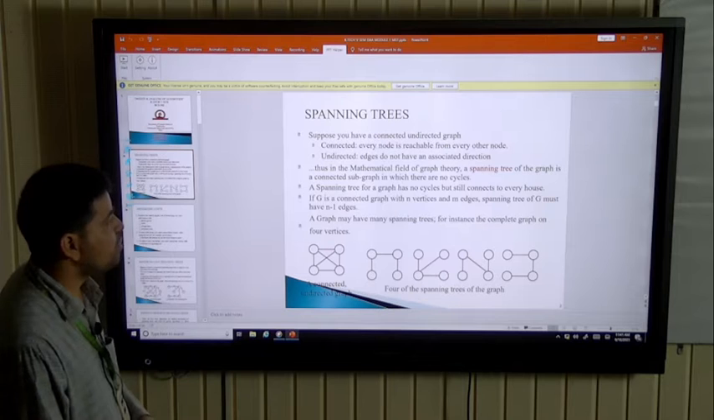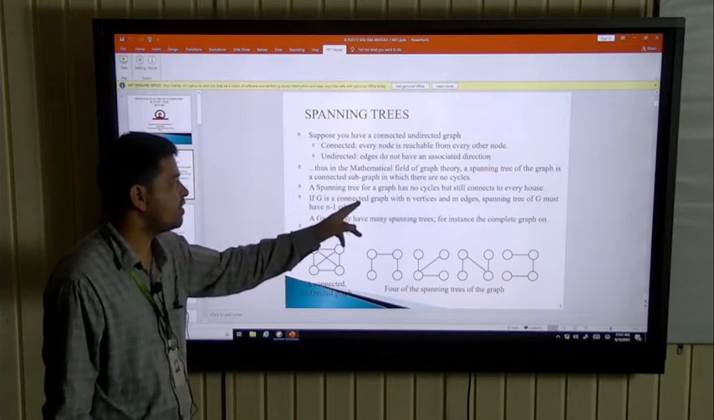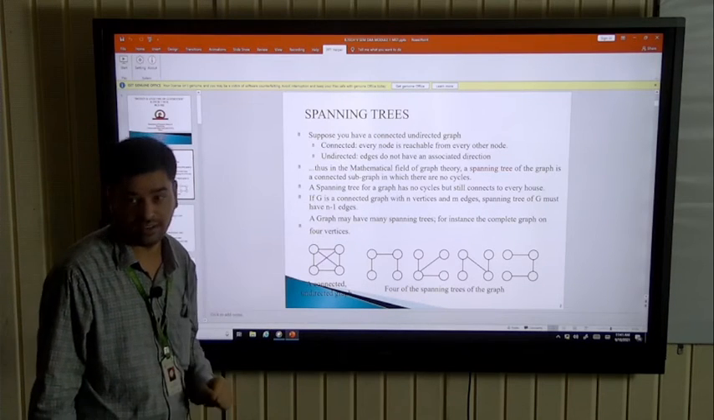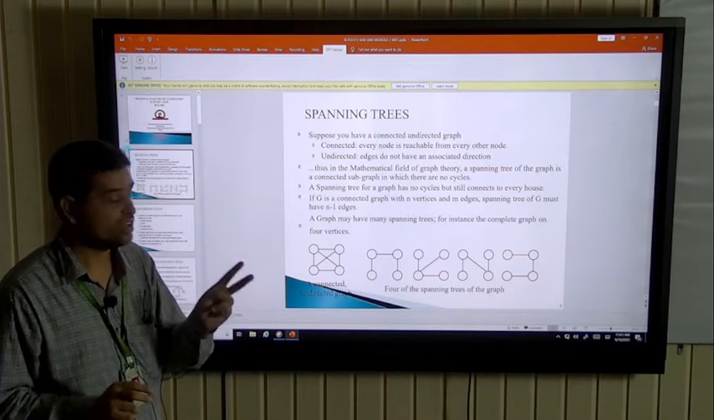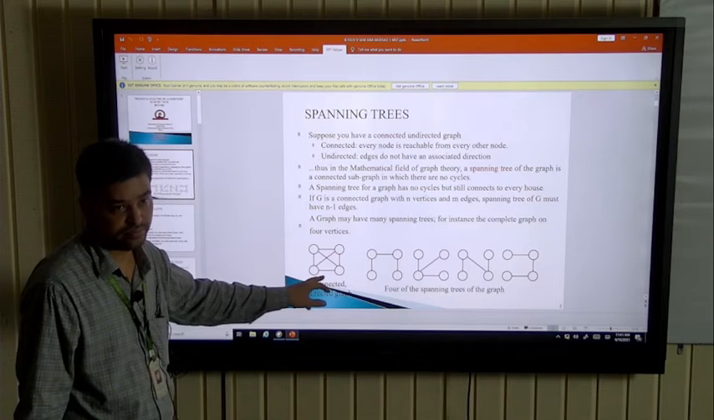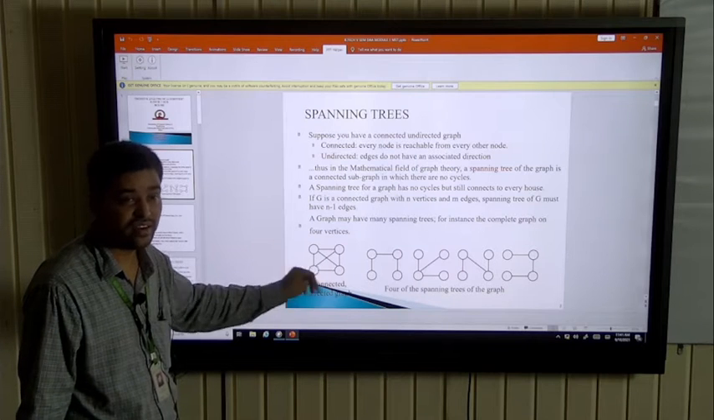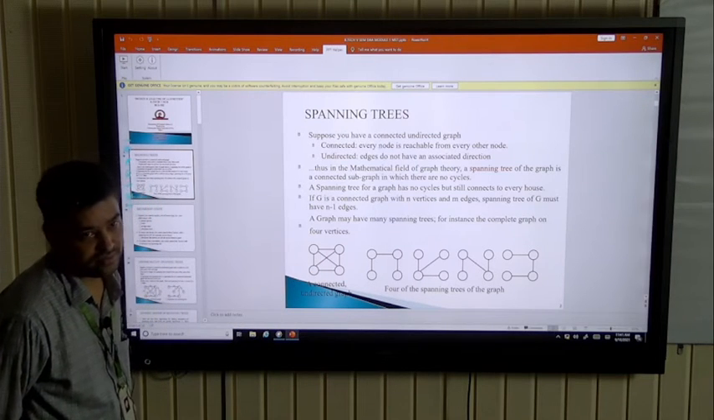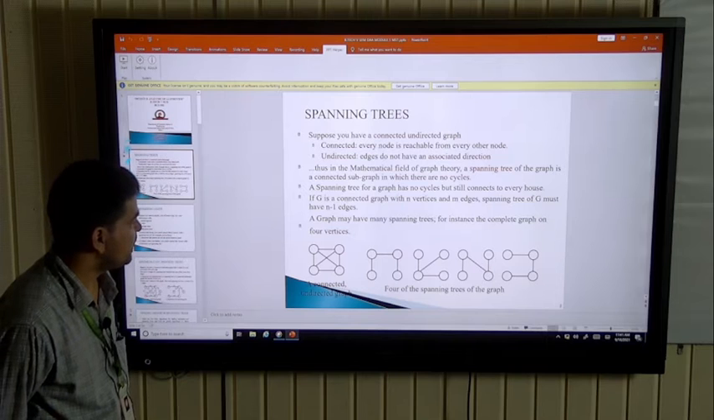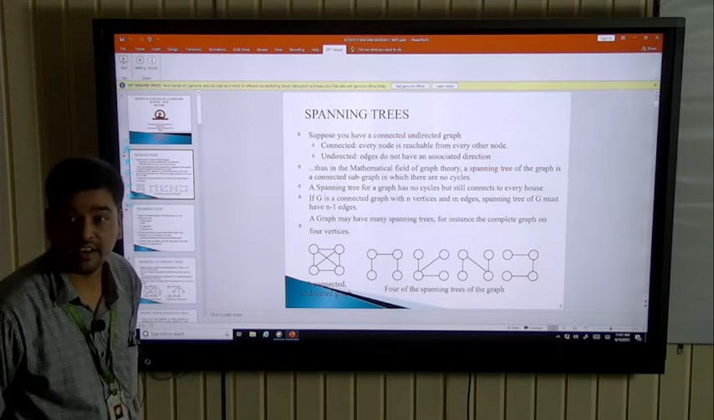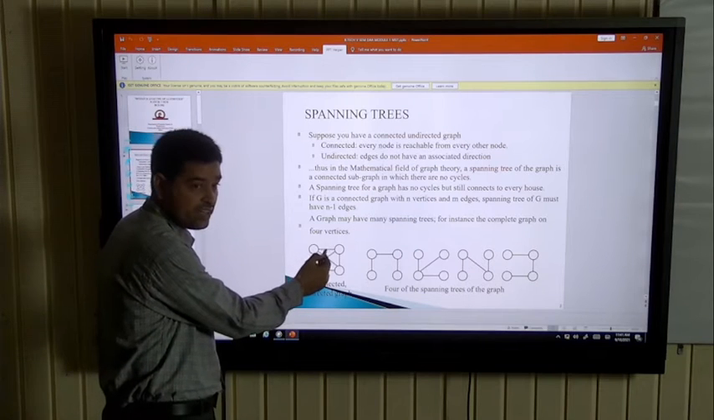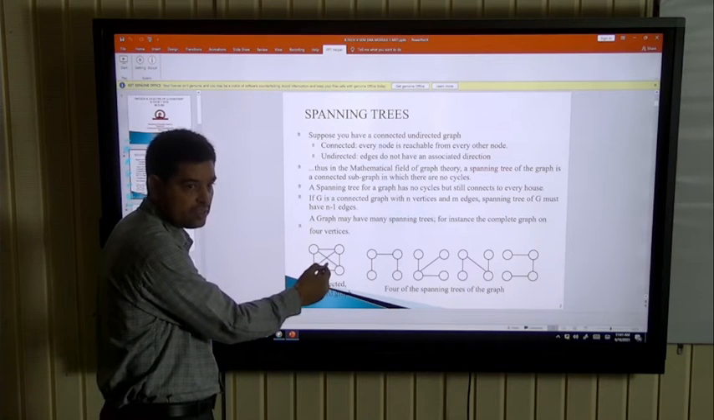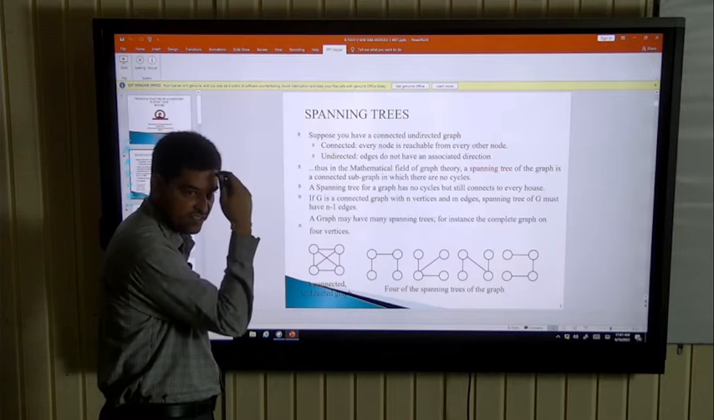A spanning tree of a graph is a connected graph in which there is no cycle. Here we use two terms, graph and tree. This is a graph. Which graph? A connected undirected graph. Why is it undirected? Because direction is not associated with each and every edge.